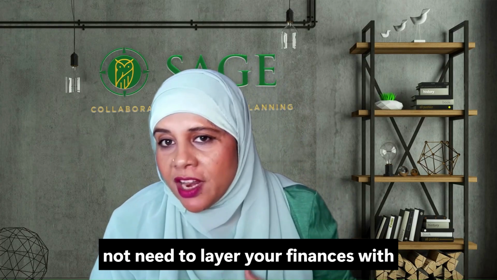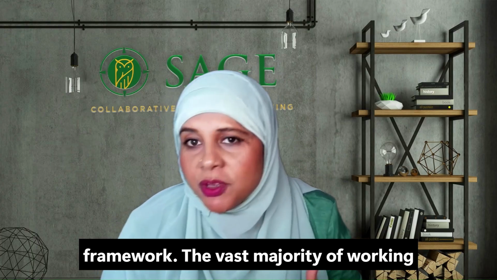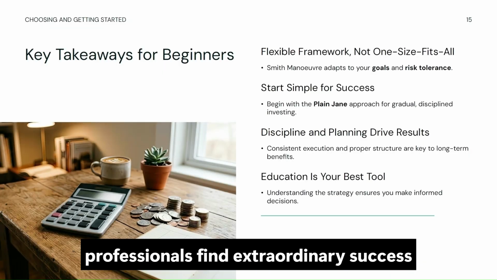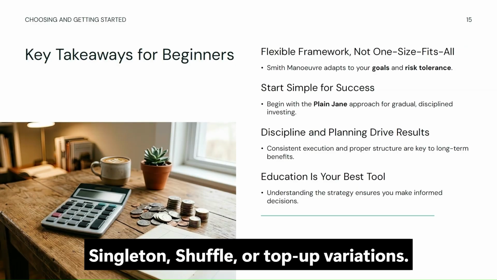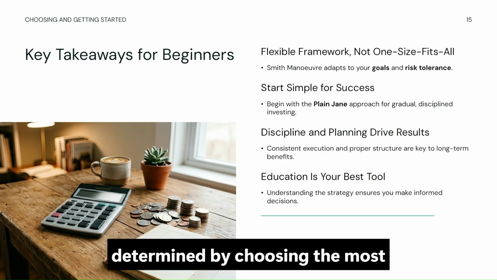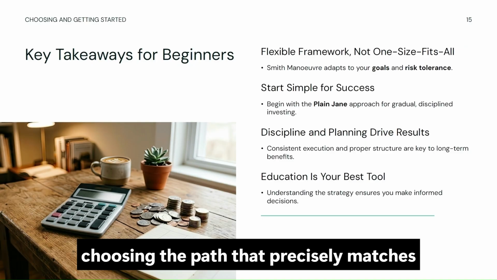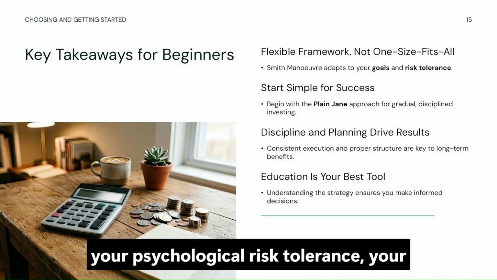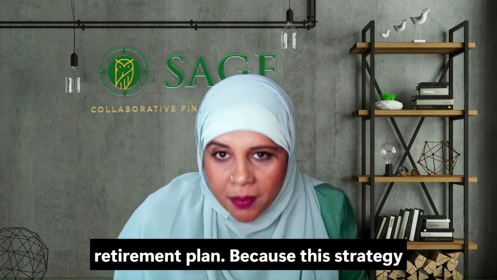Now that we have reviewed the landscape, the critical takeaway here is that you do not need to layer your finances with immense complexity to benefit from this framework. The vast majority of working professionals find extraordinary success simply by utilizing the plain Jane, singleton shuffle, or top up variations. Success with the Smith maneuver is not determined by choosing the most aggressive variation, it is determined by choosing the path that precisely matches your psychological risk tolerance, your structural cash flow, and your broader retirement plan.